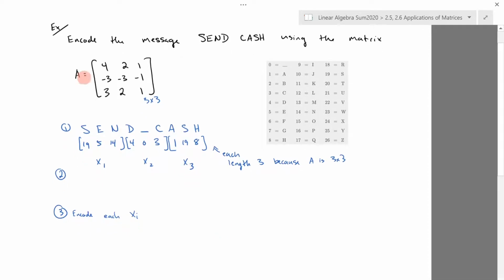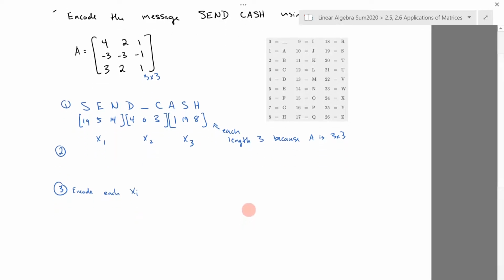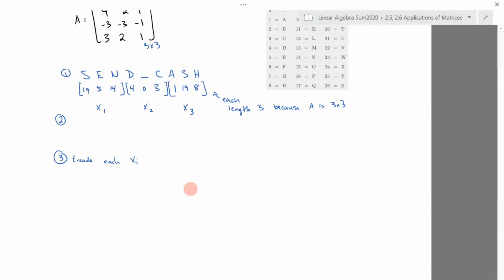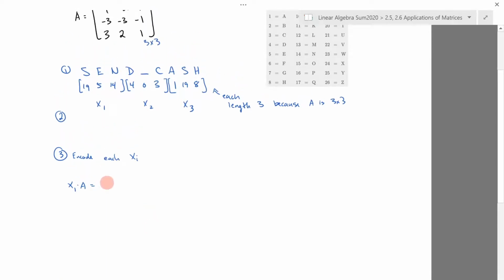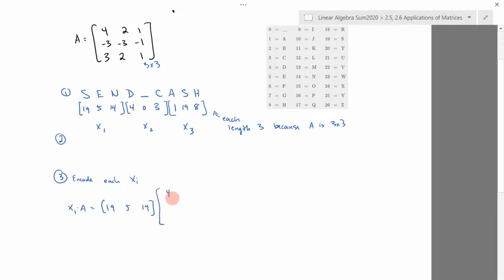Now we're going to use the matrix A to do the encoding. Because each of these is a row vector, I have to multiply A on the right. So first x1 times A. What do I get? x1 was 19, 5, and 14. My matrix A is 4, 2, 1, negative 3, negative 3, negative 1, 3, 2, 1.